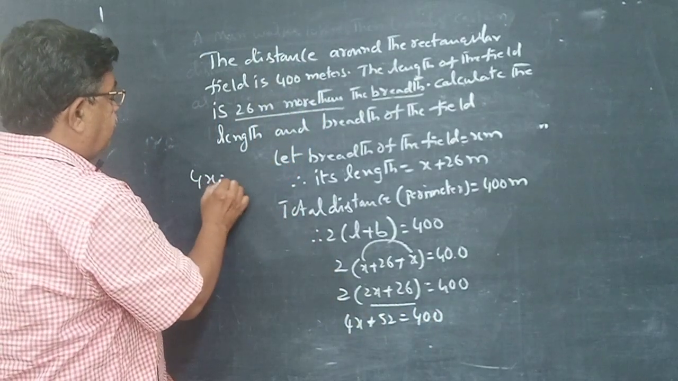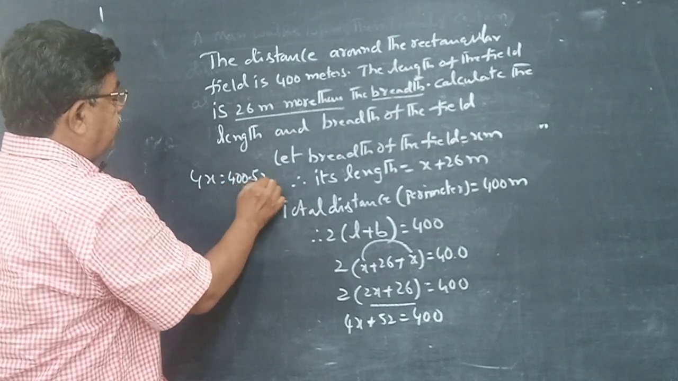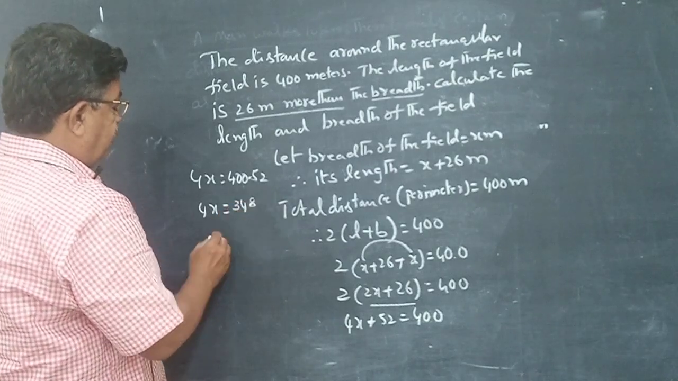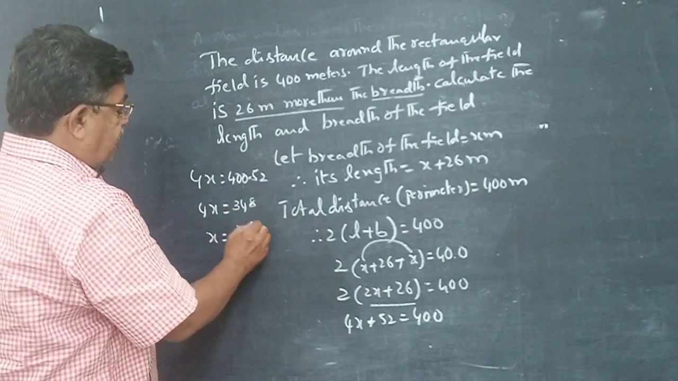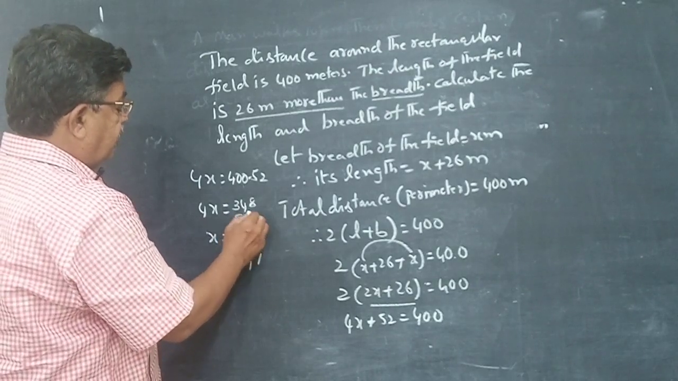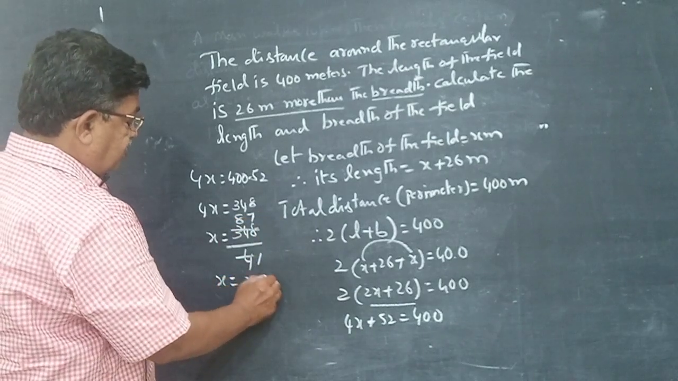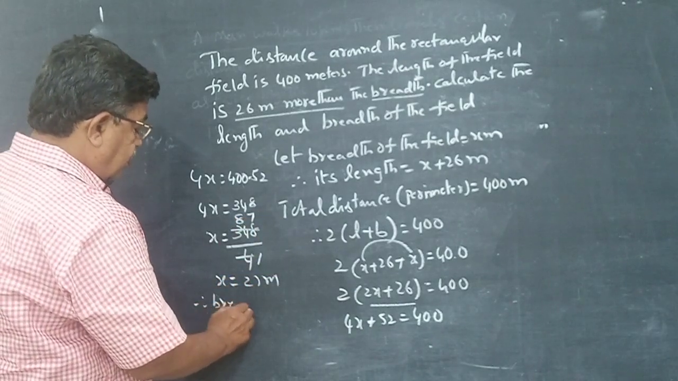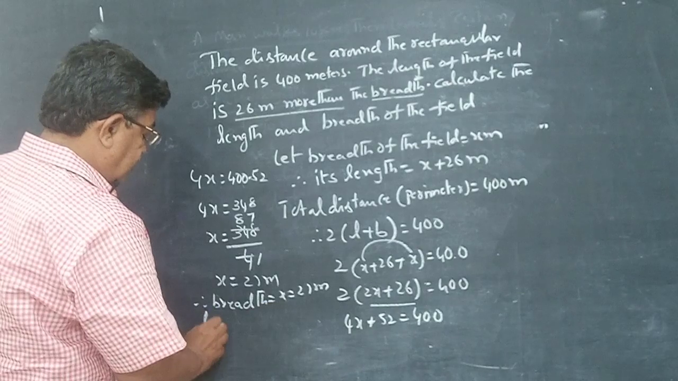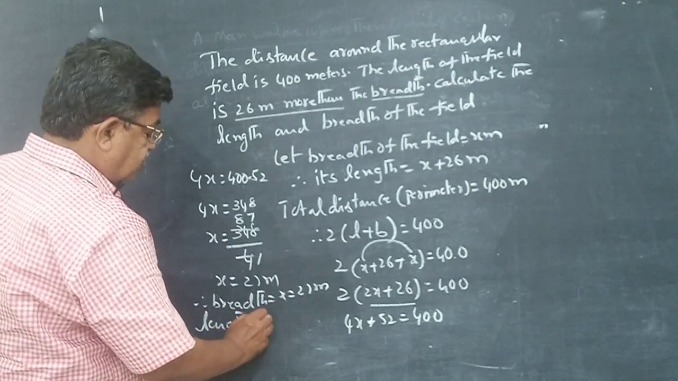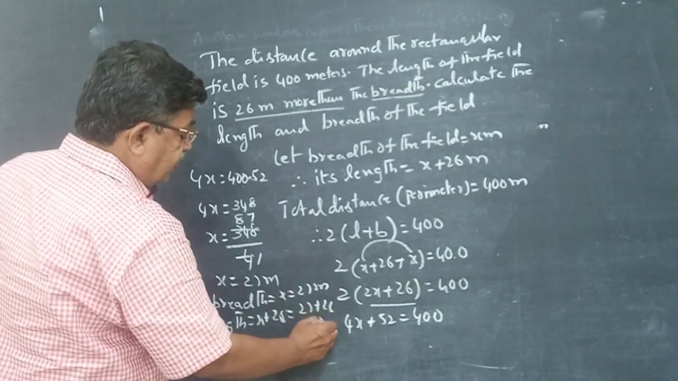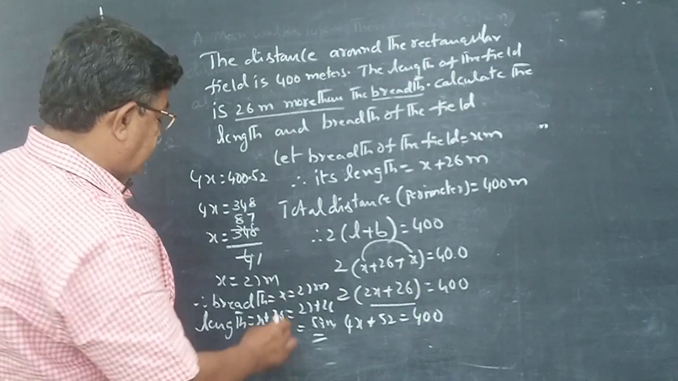So, 4x is equal to 400 minus 52. 4x is equal to 400 minus 52, it is 348. x is equal to 348 by 4. 4 1s are 4, 8, 32, remainder 2, 28, 4 7s. x is equal to 87 meters. Therefore, breadth equal to x equal to 87 meters, length equal to x plus 26. 87 plus 26 is equal to 113 meters. Sorry, this is 87.